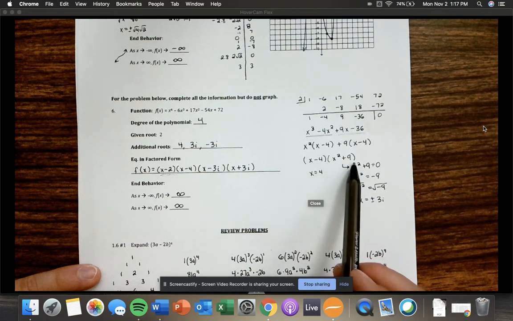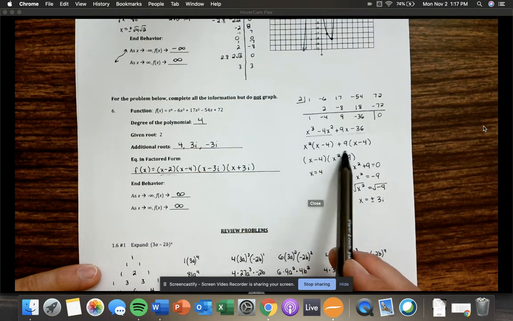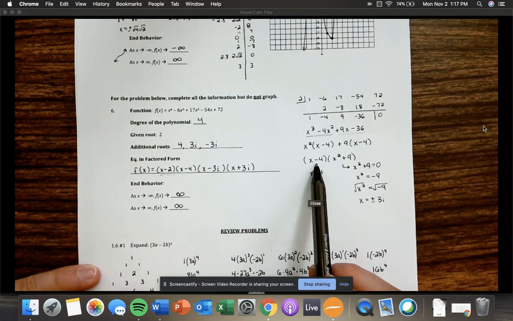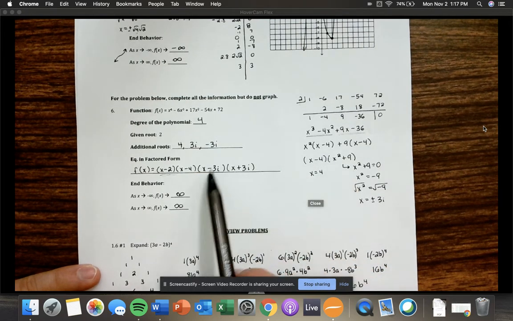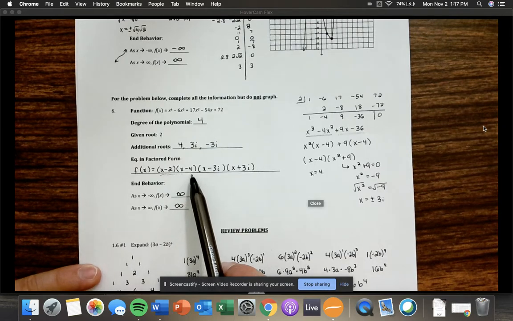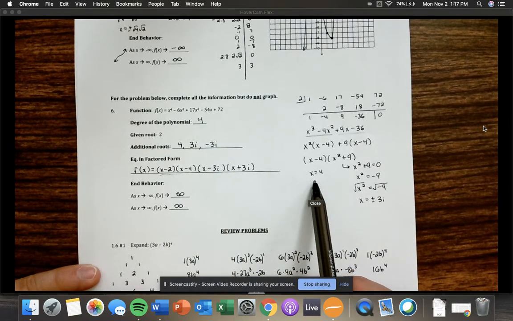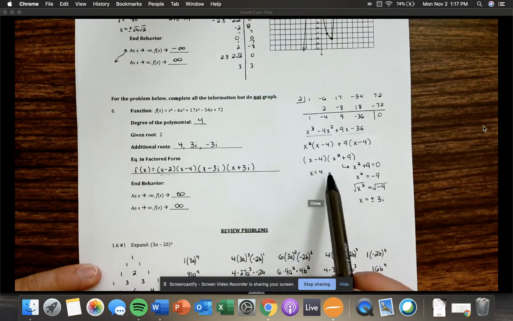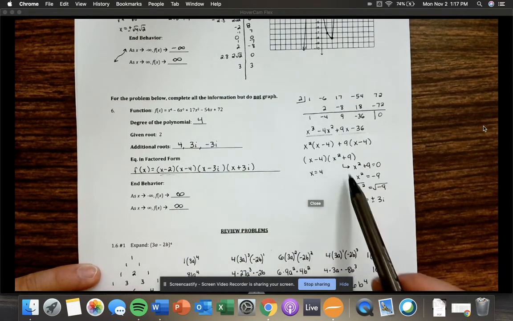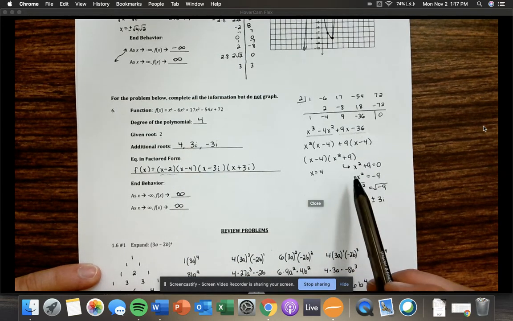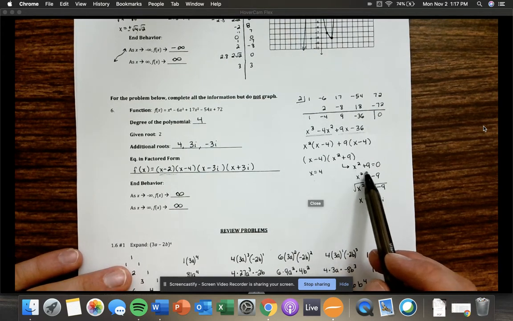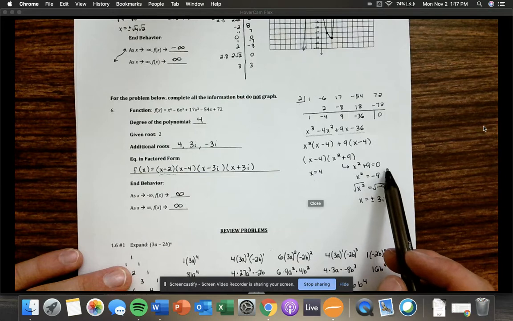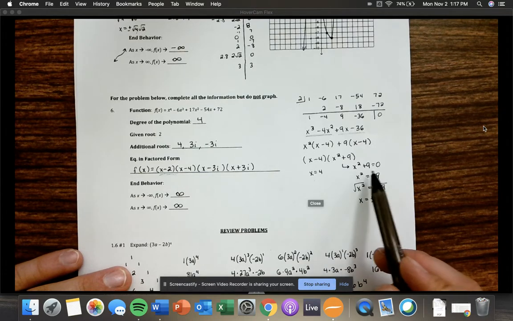So when I pull out the x minus 4 as the greatest common factor, I get x minus 4 times x squared plus 9. So my other factor is x minus 4, which gives me a root of 4. And then this x squared plus 9, I'm going to have to solve that for x. I set it equal to 0, because this is how I find my root. I subtract the 9 over.